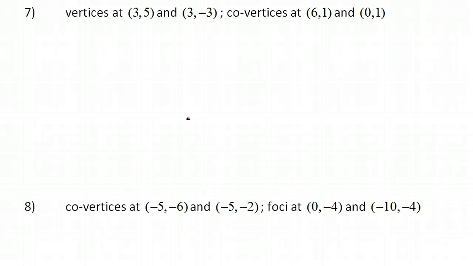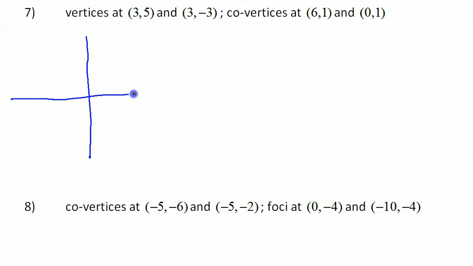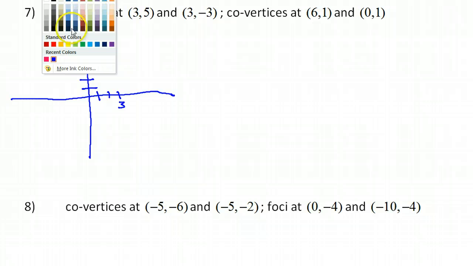Alright. So help me with number 7. You ready? Yeah. Okay, so we need our bootleg graph. Alright, this one's going to be a little trickier because I can tell already it's not 0, 0. So we have vertices at 3, 5. So 1, 2, 3. 1, 2, 3, 4, 5. So this is 3 and 5.